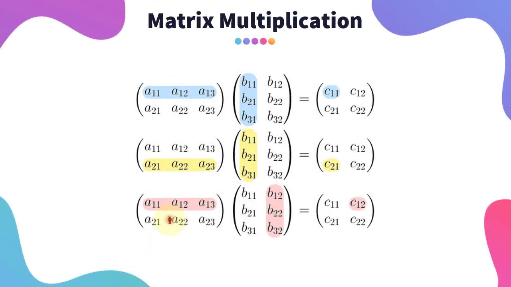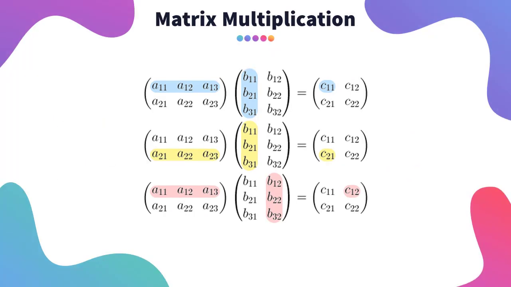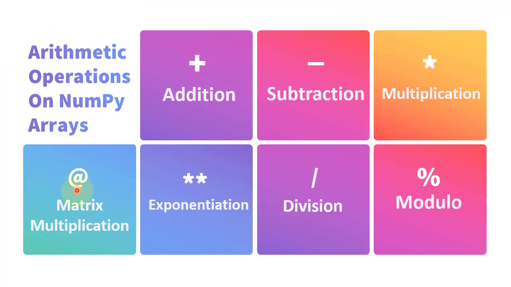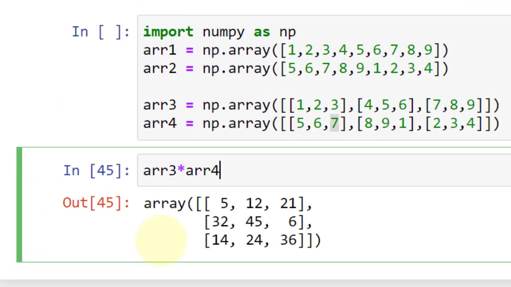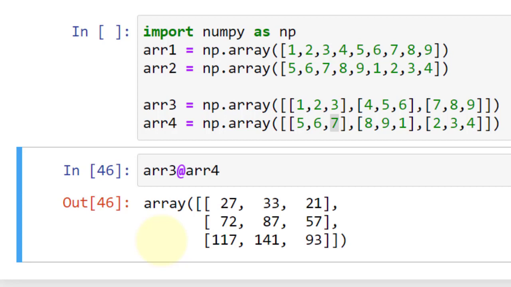But for matrix multiplication, we cannot use the asterisk sign. If you want multiplication like this, which is a matrix multiplication, we require the @ sign between two matrices. So what we need to do is put the @ sign, and when we do it, it will perform the matrix multiplication.